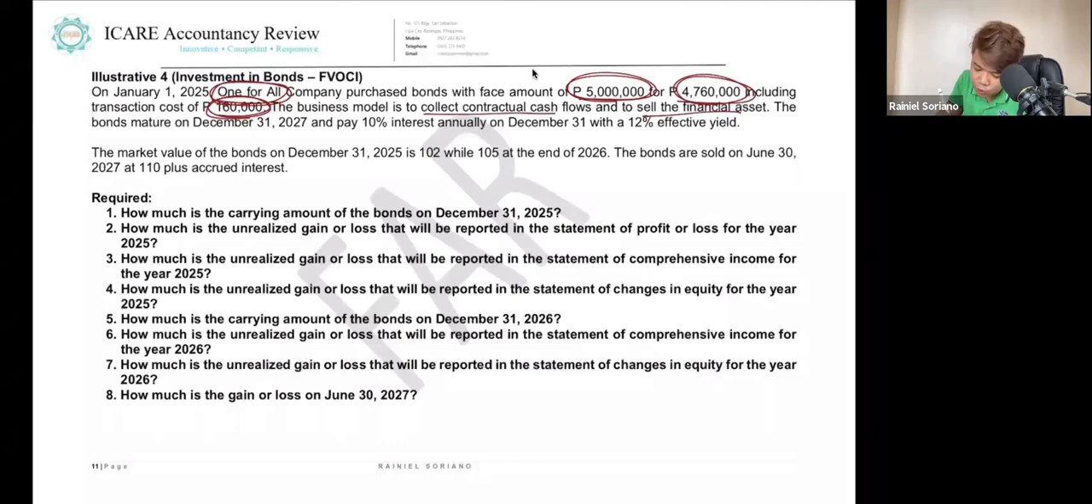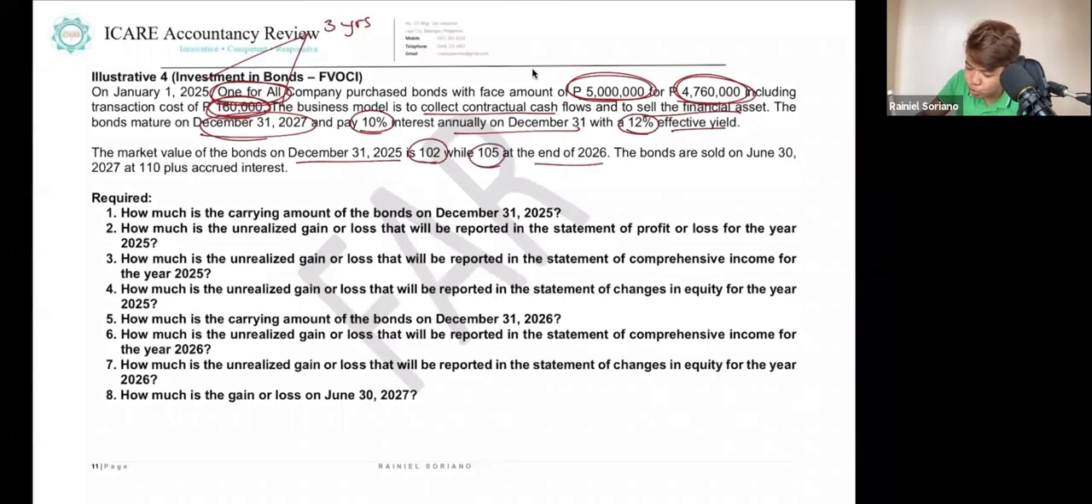The bonds mature on December 31, 2027. That is after how many years? That is after 3 years. Okay? And they pay 10% interest annually on December 31 with a 12% effective yield. Okay? So dito, the market value of the bonds on December 31, 2025 is 102, while 105 at the end of 2026. And then the bonds are sold on June 30, 2027 at 110 plus accrued interest.